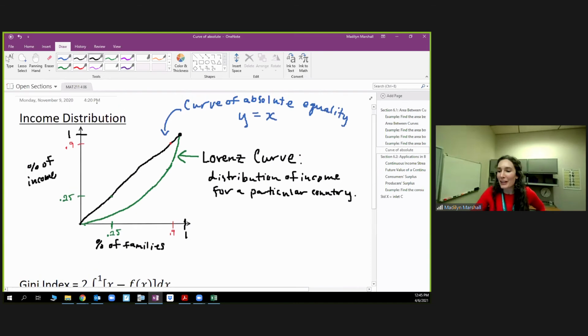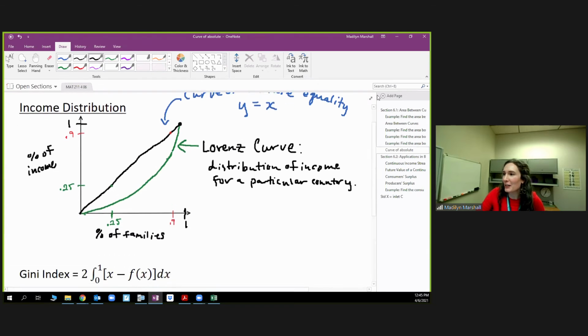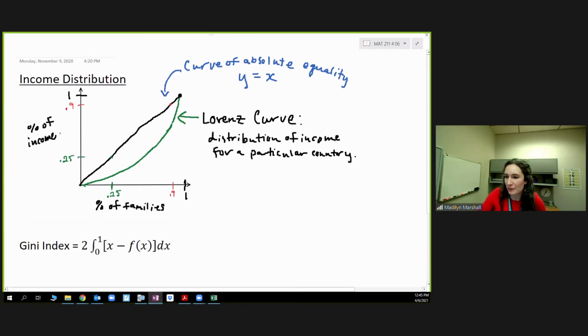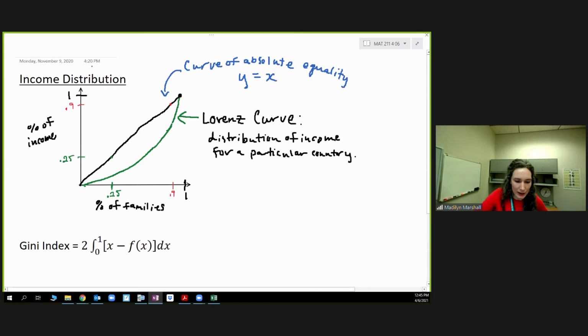And the way we can measure that is with the Gini index, which maybe you have heard of if you've studied these things before. The Gini index is a calculation using the area between the curve of absolute equality and the Lorenz curve. So I'm going to bring up the definition of Gini index now. And this is also on page 387 as well.